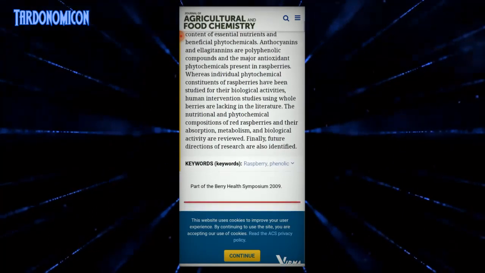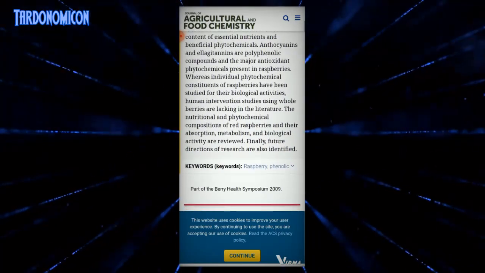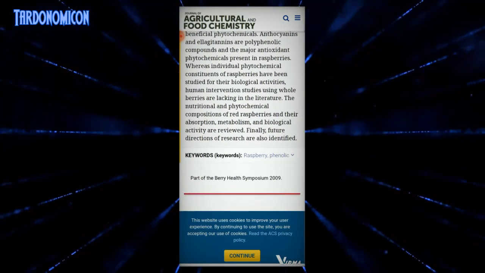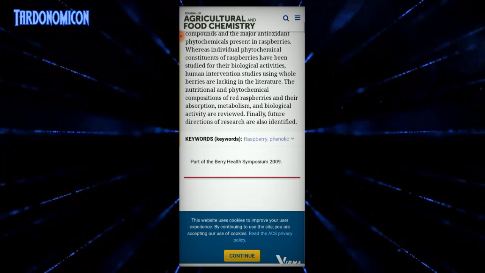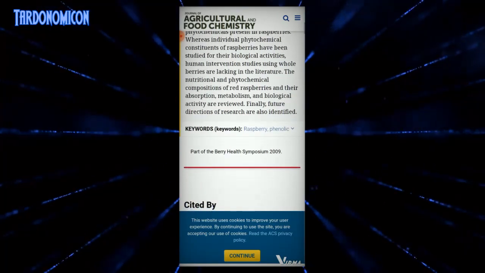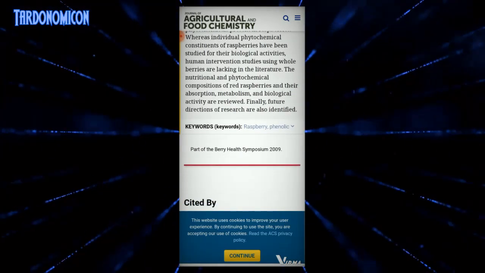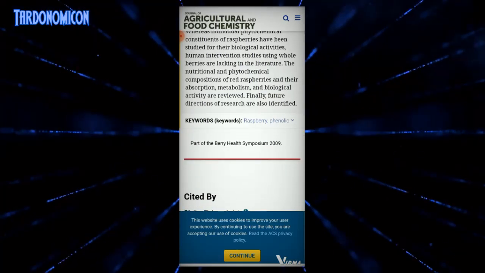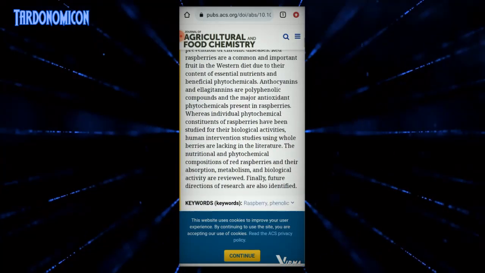ellagitannins. Polyphenolic compounds are the major antioxidant phytochemicals present in raspberries, whereas individual phytochemical constituents of raspberries have been studied for their biological activities. However, intervention studies using whole berries are lacking in literature. The nutritional and phytochemical compositions of raspberries and their absorption, metabolism, and biological activity are reviewed. Finally, future directions of research are also identified.